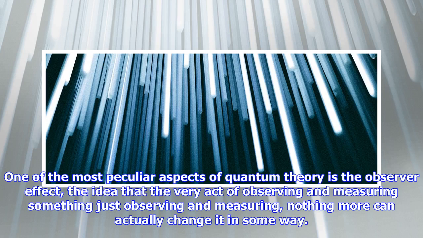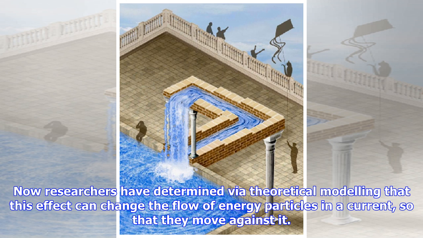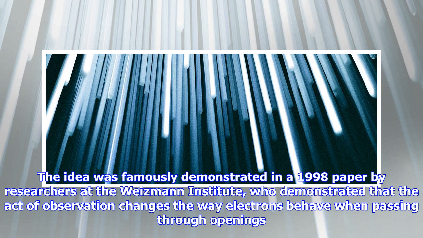One of the most peculiar aspects of quantum theory is the observer effect, the idea that the very act of observing and measuring something, just observing and measuring, nothing more, can actually change it in some way. Now researchers have determined via theoretical modeling that this effect can change the flow of energy particles in a current, so that they move against it.